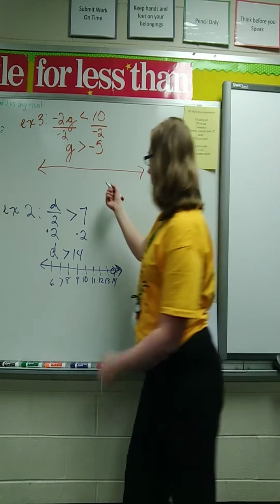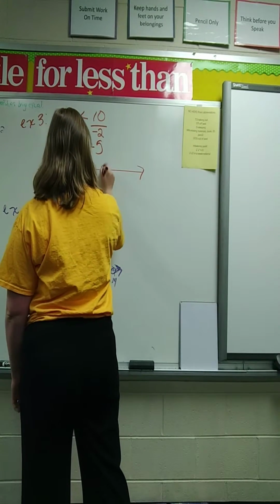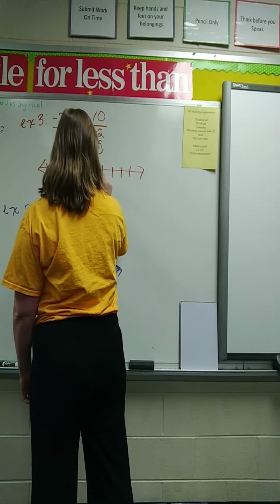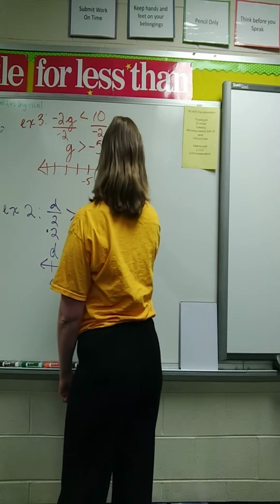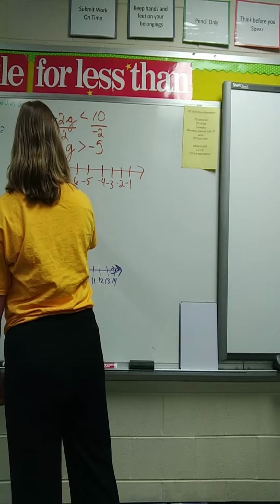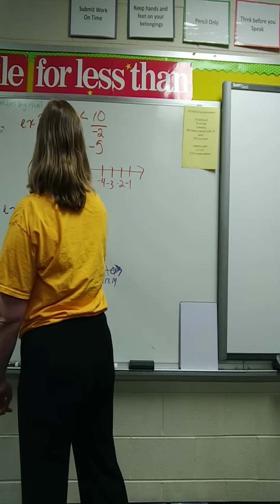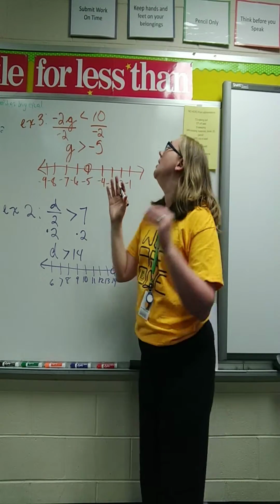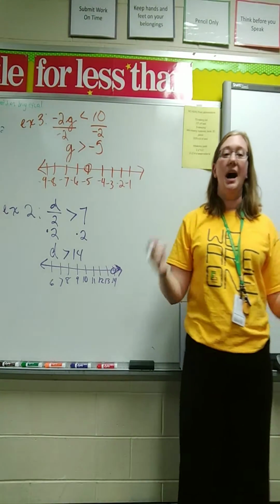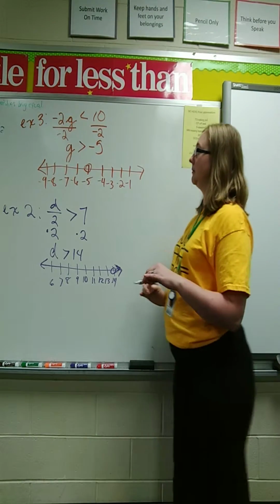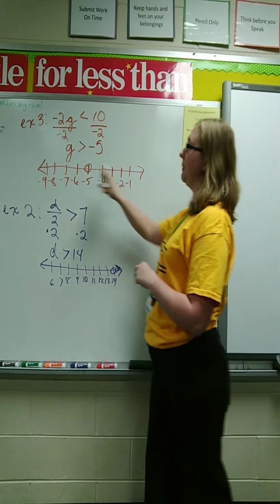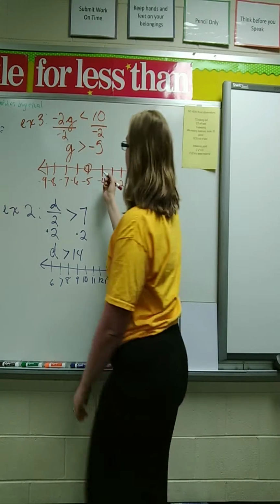Right. So I just put negative 5 in the middle. And then you don't color it in, because you don't have the or equal to. Good. Okay? So, open circle at negative 5. Now, does my arrow go in the positive or the negative direction? Positive direction because the g is bigger. Which way is that? To the right.